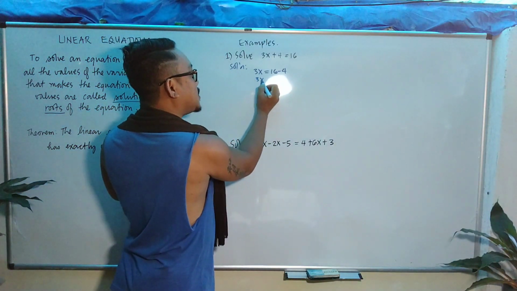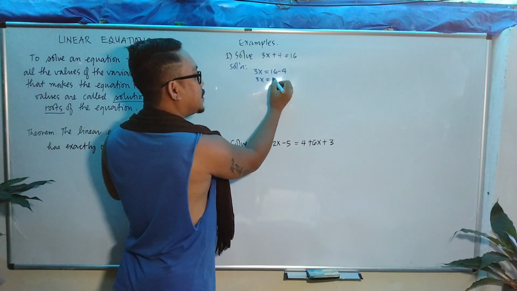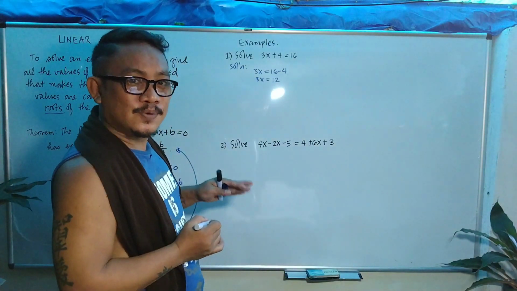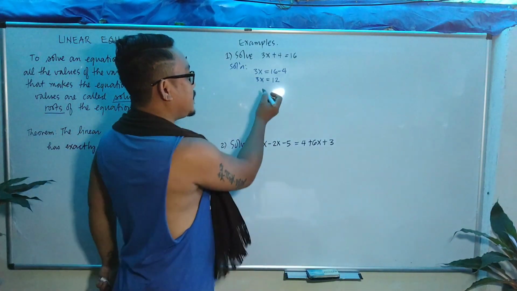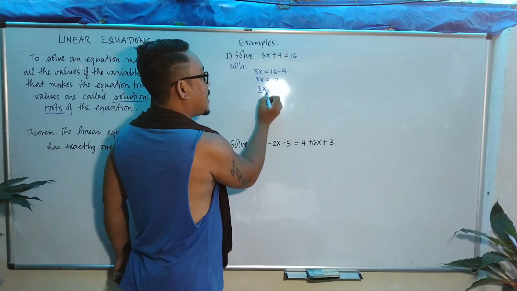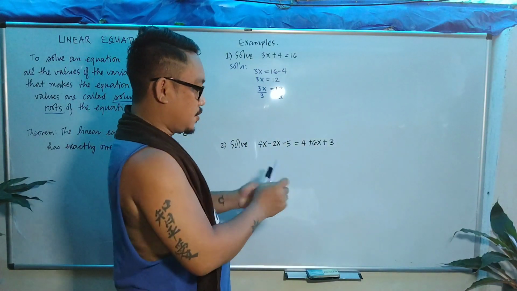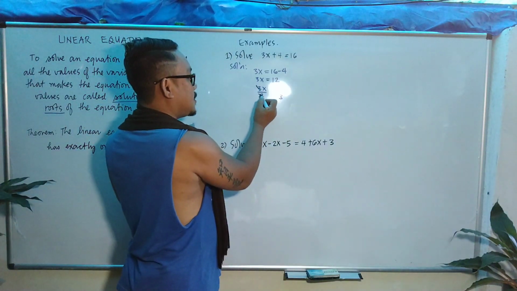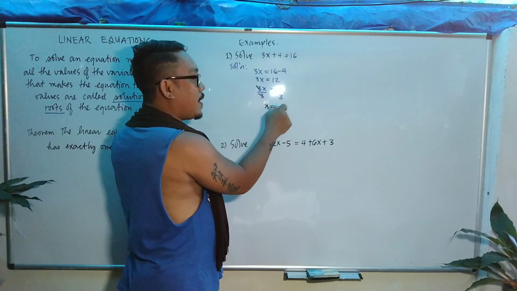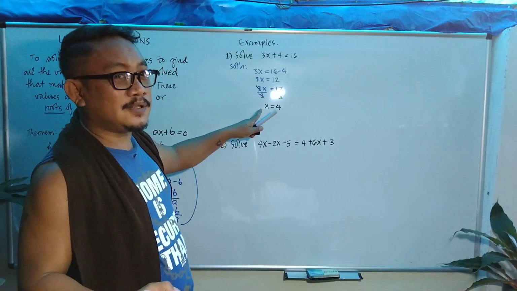Now, simplify further. You have 3x is equal to, what is 16 minus 4? You have 12. So what's next? At this point, you have 12. We divide both sides of the equation by 3. So we can say that x is equal to, what is 12 divided by 3? You have 4. So, is it the solution?